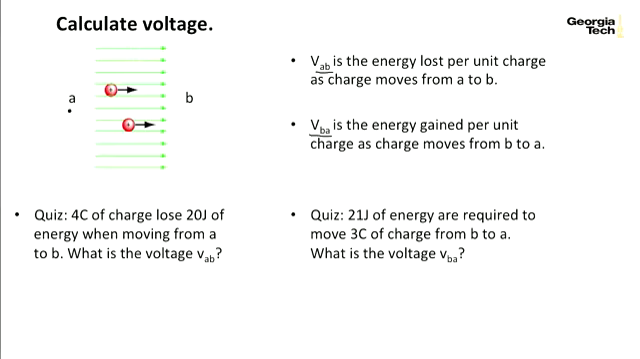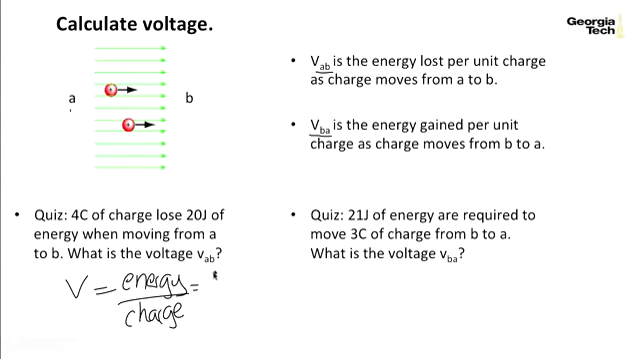The first quiz says 4 coulombs of charge lose 20 joules of energy when moving from A to B. What is voltage, VAB? And the second says 21 joules of energy are required to move 3 coulombs of charge from B to A. What is the voltage, VBA? Pause the video for a moment and try the quizzes on your own, and then play, and we'll work through the quiz together. So remember that voltage is energy over charge in both cases.